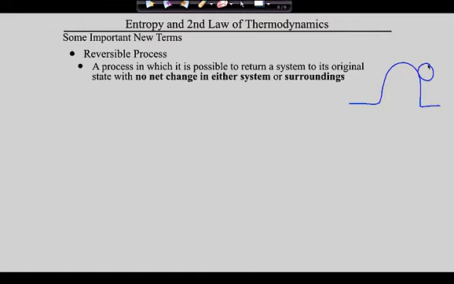Guys, a non-example is this. Let's think about why. What does that ball have to do to roll downhill? Nothing. It's just going to go. But guys, if we want that ball to roll back uphill, what has to happen? The surroundings have got to push the ball back uphill.